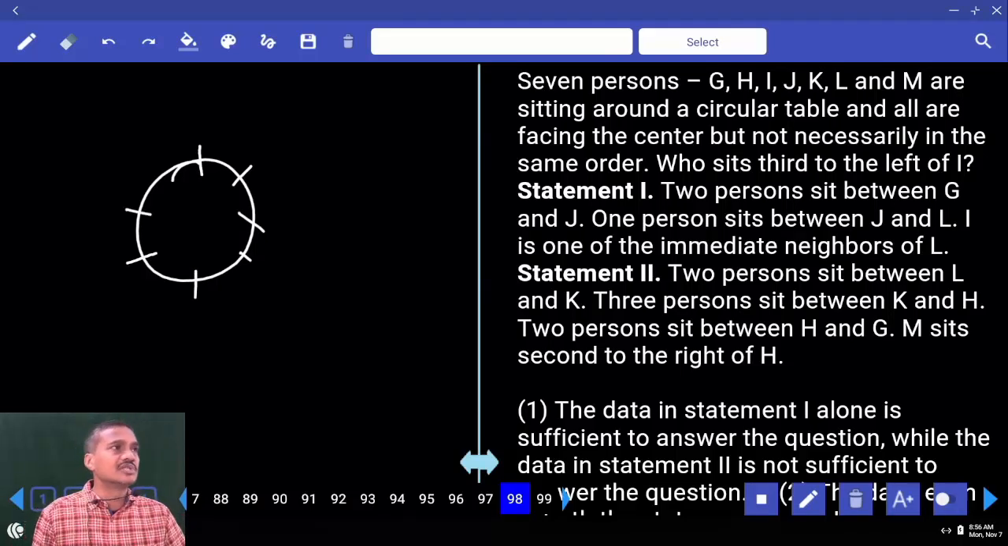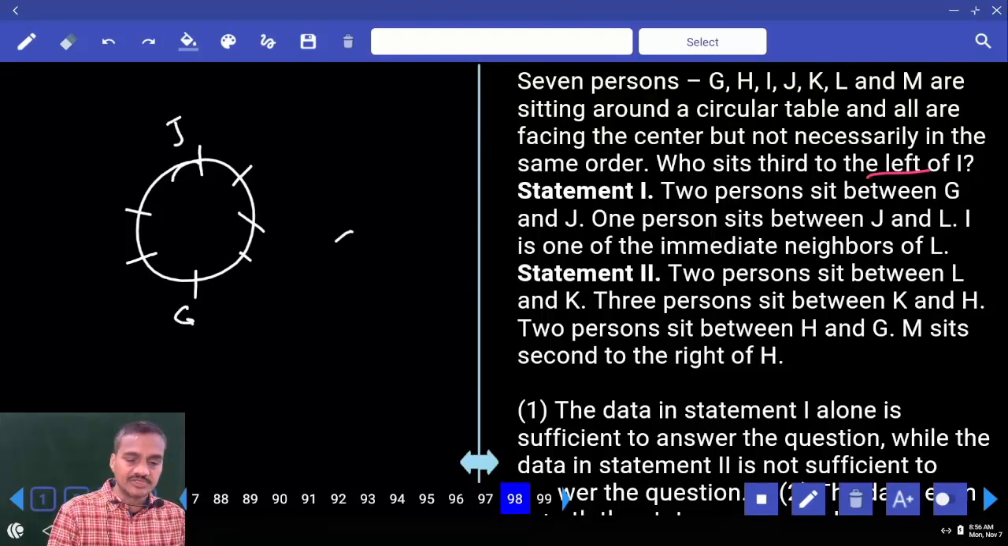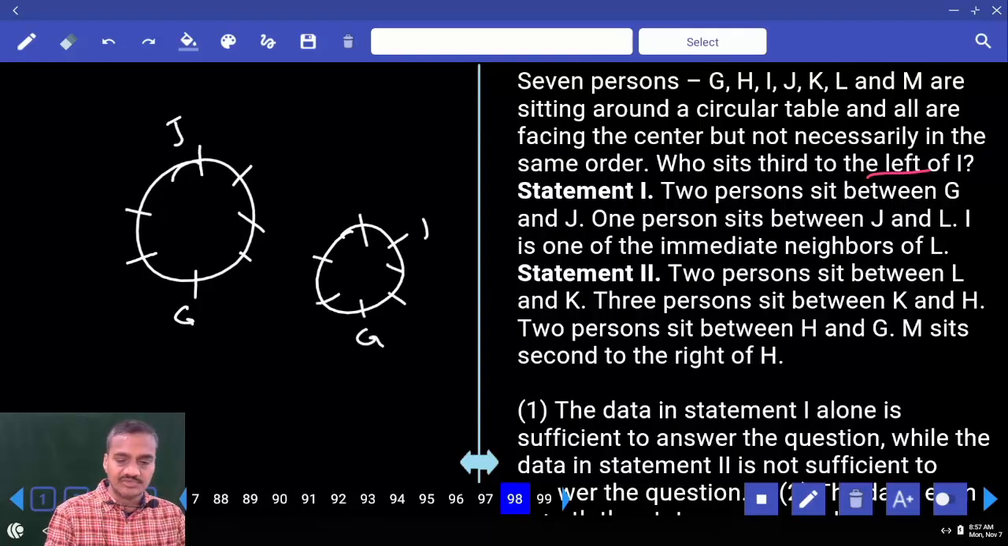And who sits third to the left of I. And 2 persons between G and J. Between G and J exactly 2. If G is here and J will be here, that is one possibility. And in the next possibility, J will be here. 2 persons between and 1 person between J and L. 1 in between J and L can be here or L can be here. And 1 person between J and L can be in this one as well. And I is one of the immediate neighbors of L.